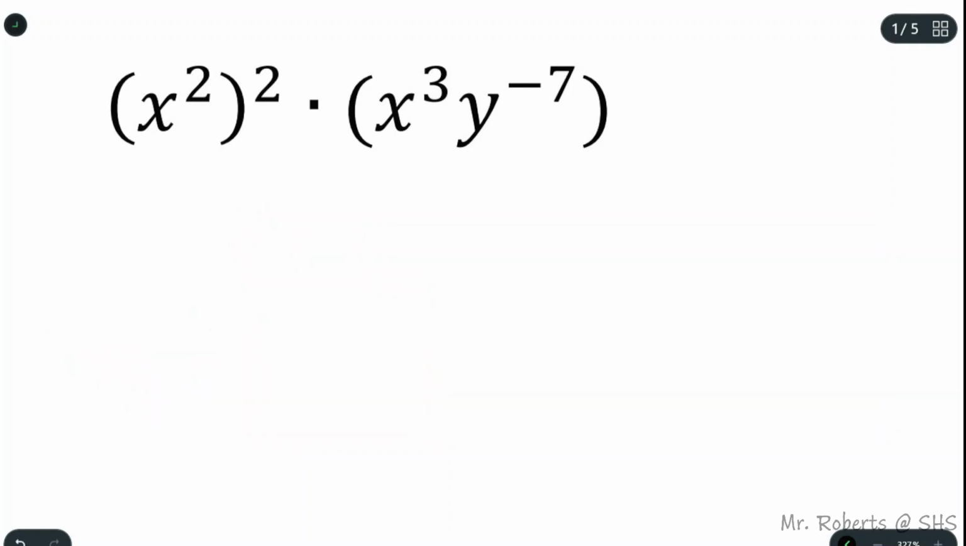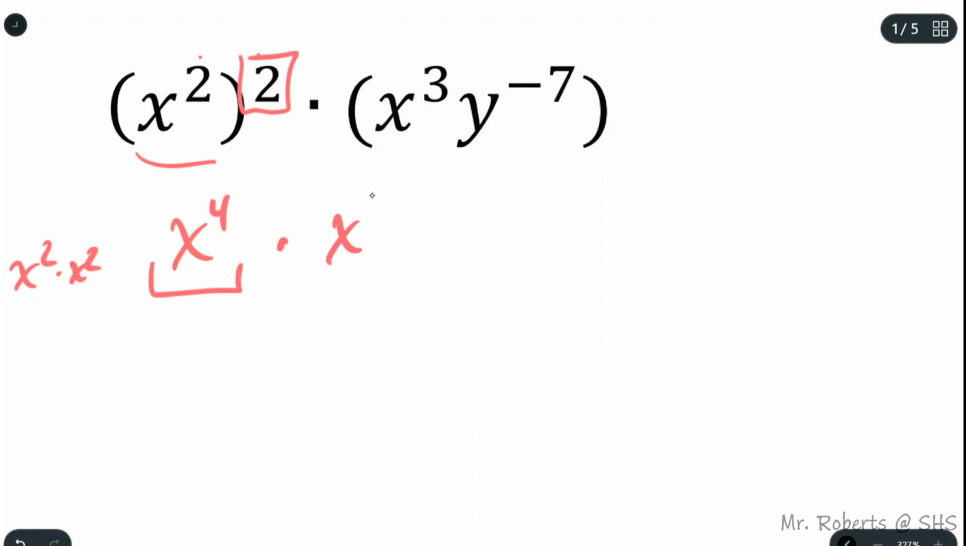So if I take x squared and I square that, x squared squared, that's going to be x to the 4th power, right? 2 times 2 is 4. This says I've got 2 of these things, so there's an x squared times another x squared. So x squared times x squared is x to the 4th. And I'm going to multiply that by x cubed times y to the negative 7th.